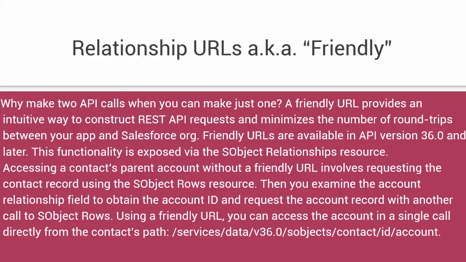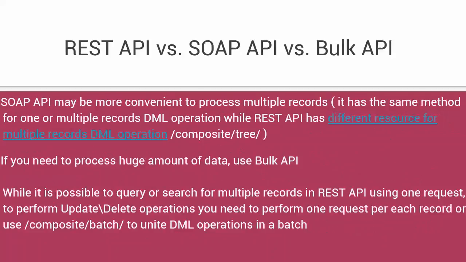Accessing a contact's parent account without a friendly URL involves requesting the contact record using the sObject rows resource. Then you can examine the account relationship field to obtain the account ID and request the account record with another call to sObject rows. Using a friendly URL, you can access the account in a single call directly from the contact's path, like /services/data/version 36.0/sobjects/contact/the actual ID of contact and /account.